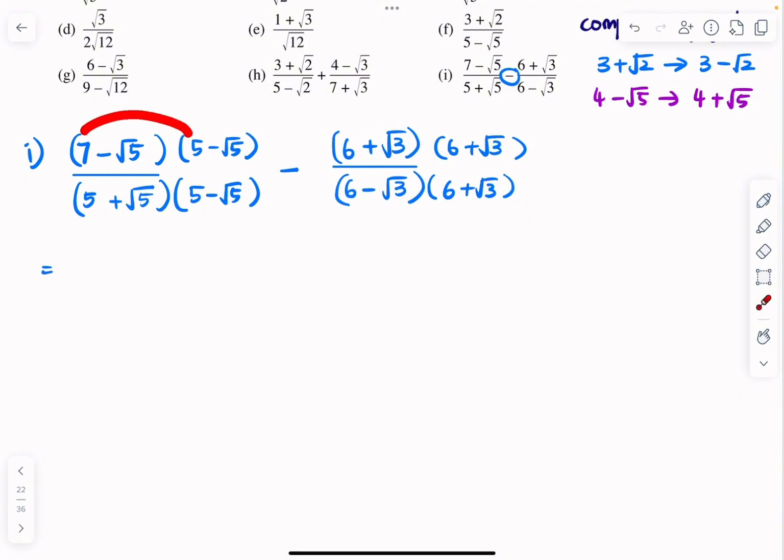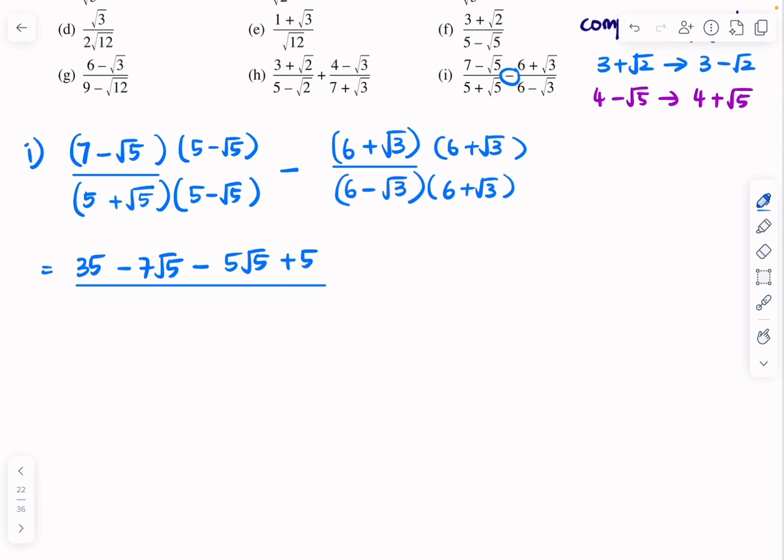So let's expand. 7 times 5 is 35. Then 7 times negative √5 is negative 7√5. Then negative √5 times 5 is negative 5√5. Negative √5 times negative √5 will be positive 5. Okay. Divide. 5 times 5 is 25. Minus √5 times √5 is 5.